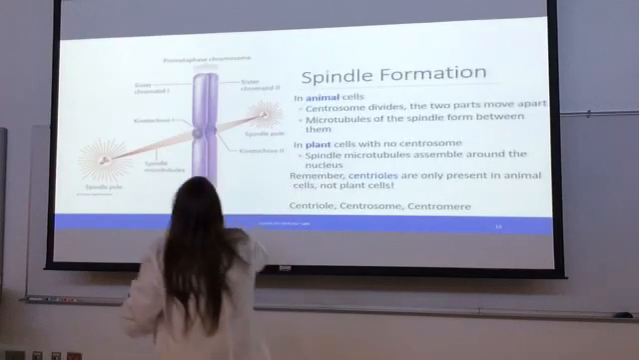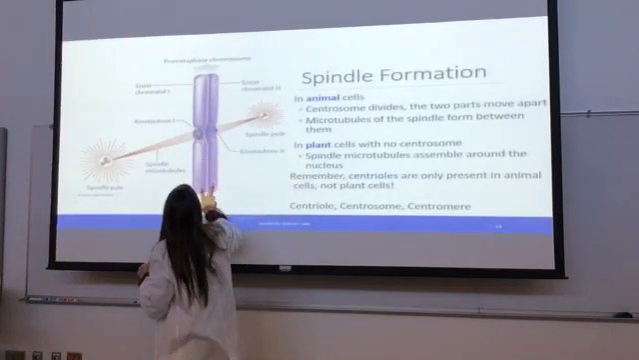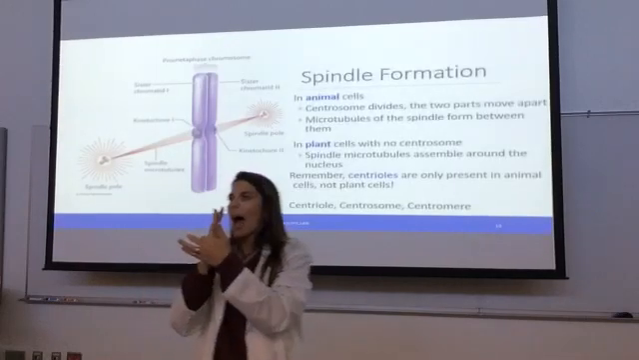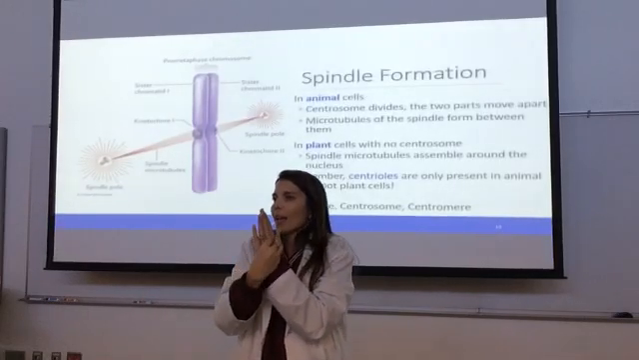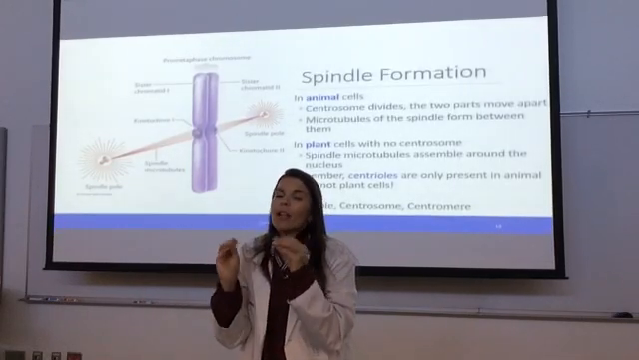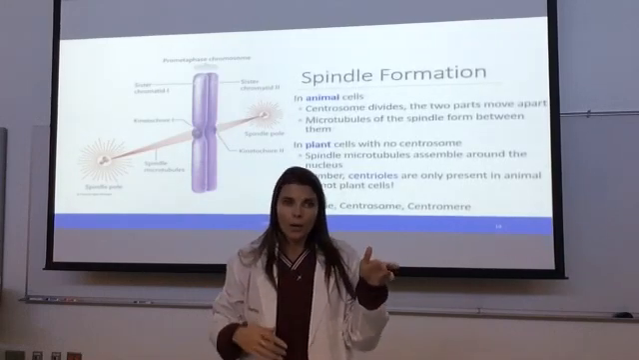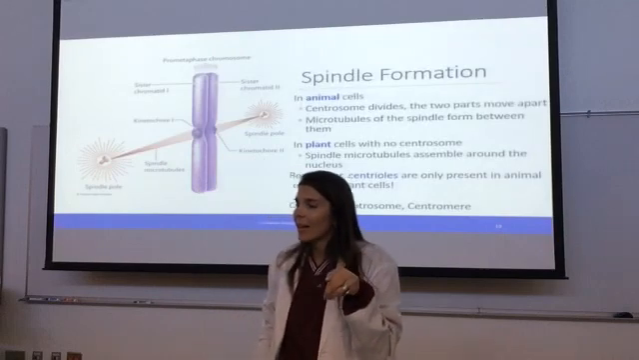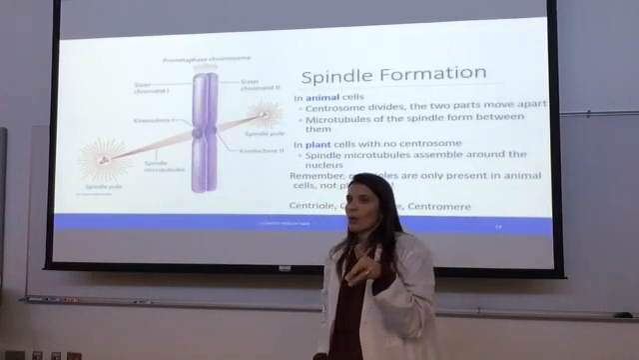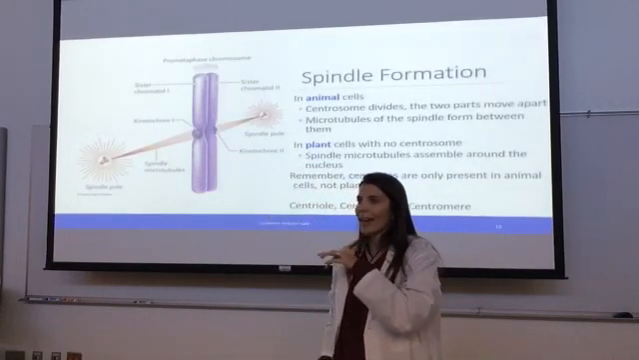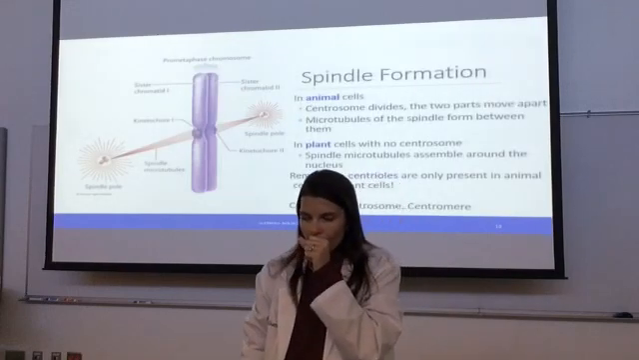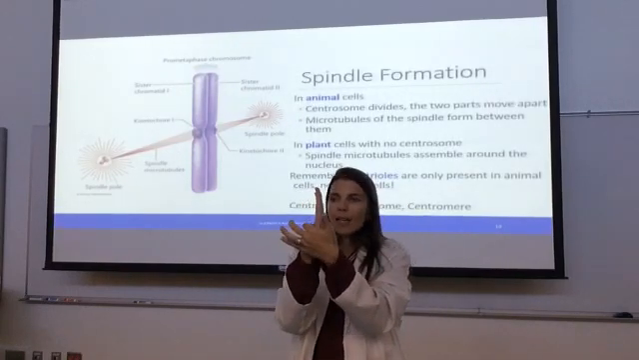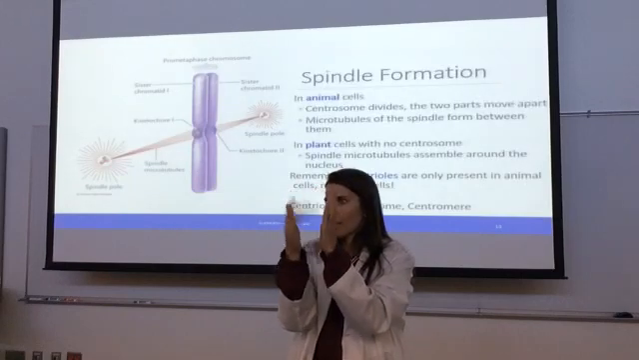And then on either side of my sister chromatids, I have a structure. It's kind of like a button, but the name of that structure is the kinetochore. K-I-N-E-T-O-C-H-O-R-E, kinetochore. Each of the sister chromatids has a kinetochore on its lateral side, on its outside.